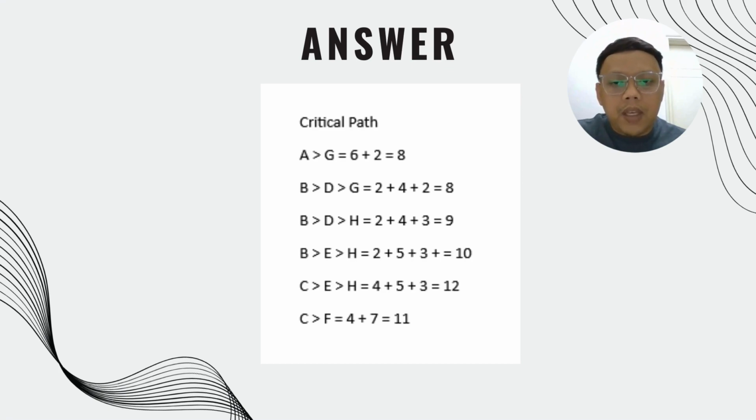Fourth is B to H to E to H equals 2 plus 5 plus 3. The answer is 10. Fifth is C to E to H equals 4 plus 5 plus 3. The answer is 12. And lastly is C to F equals 4 plus 7. The answer is 11.